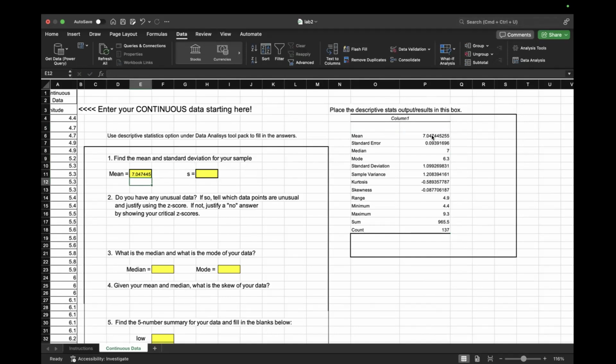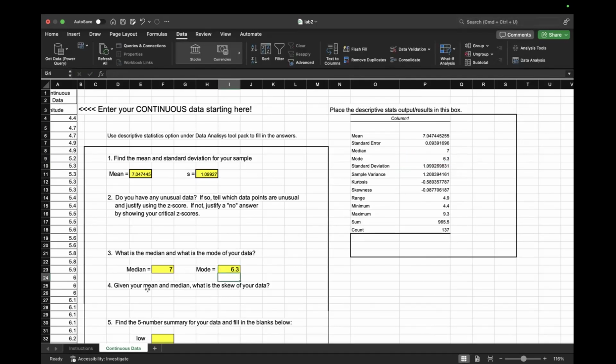It just populated it. Standard deviation, I'm going to click equals. Then click on the number for the standard deviation right there, and then click enter, and it populates it. I'm going to come back to number 2. We're going to leave number 2 alone for a minute. Median, once again, click equals, go up here to median, click on that button, and hit enter. Mode, equals, click on that, hit enter.